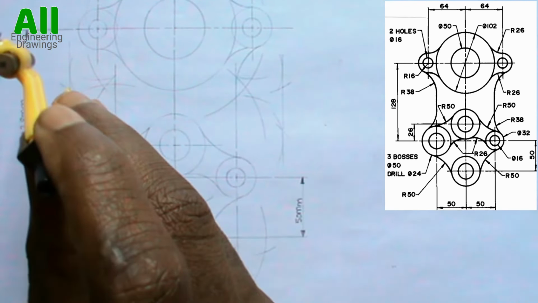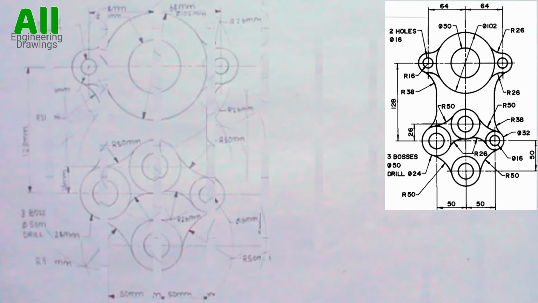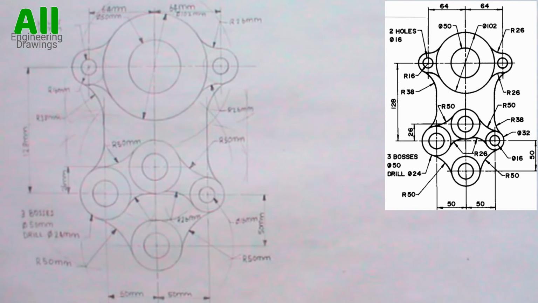The drawing has been completed. Now all that is left is for me to make bold the parts that are supposed to be bold and also complete the dimension. The above tangency problem has been completed successfully.